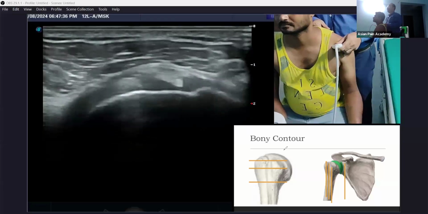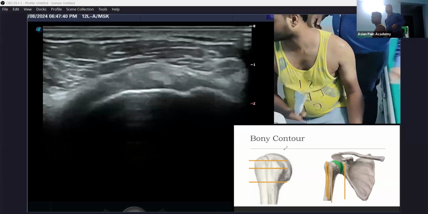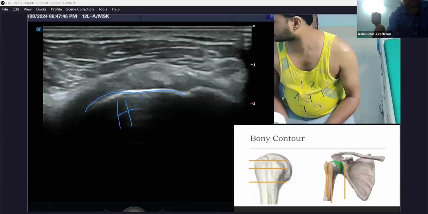This is the head of the humerus. We are seeing the head of the humerus. Okay, there is no groove.